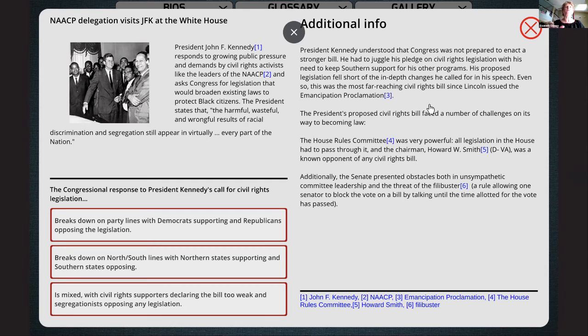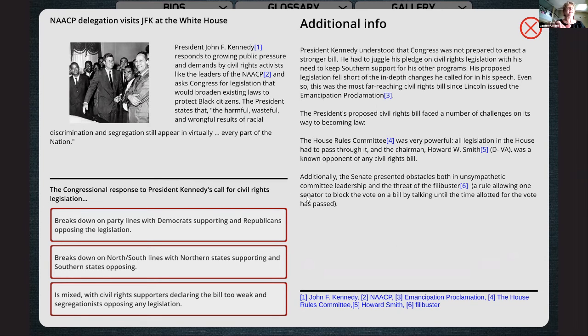So here I'm showing you one of the cards. This is the card where Kennedy is meeting with some of these representatives of the NAACP when he's having the call for civil rights. And then I have to move my picture of us over to the side. Now your students would read all this, and you see we've got citations and hyperlinks, so we're being good role models. They would look at this picture, they'd read through this text, and then they would answer this question.